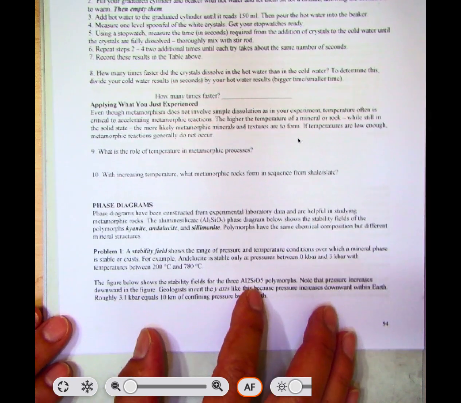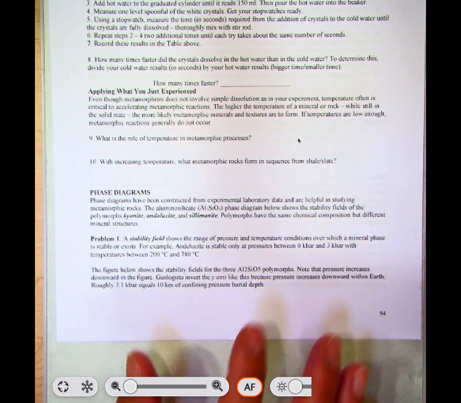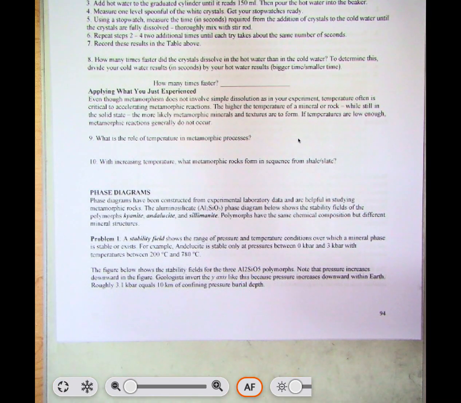Now the next part of the lab deals with phase diagrams, and these are really important in metamorphic rocks in terms of index minerals. And an index mineral is one that forms at particular temperatures and pressures, and they're really like a window or clue to the conditions the metamorphic rock experienced. In fact, if you talk to metamorphic petrologists, they say that the metamorphic rock enjoyed those conditions.